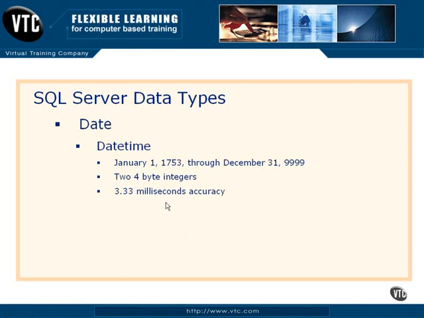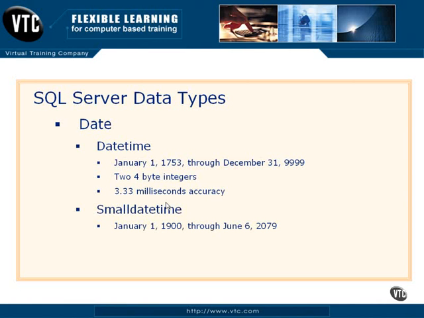But here's what will usually cause most people to have to use datetime. Most of our apps don't use date ranges from 1753 to 9999. But it will store any date to within 3.3 milliseconds of accuracy. So if you need to know exactly when something happened, you can use datetime to store that to within 3.3 milliseconds of accuracy.